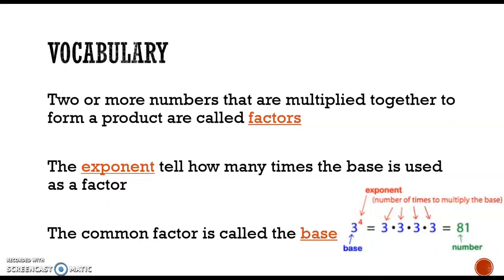First of all, let's define some vocabulary. Factors are two or more numbers that are multiplied together to form a product. The exponent tells how many times the base is used as a factor. And the common factor is called the base. You can see in this picture that the 3 is the big number, that is the base, the 4 is the exponent, so that is your little number, and because there are 4 3's, we wrote out 4 3's.